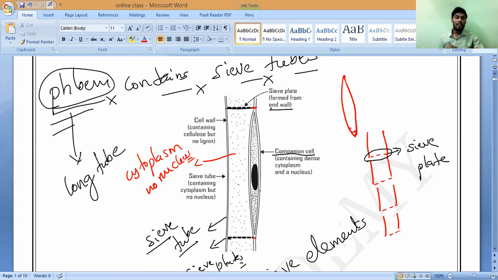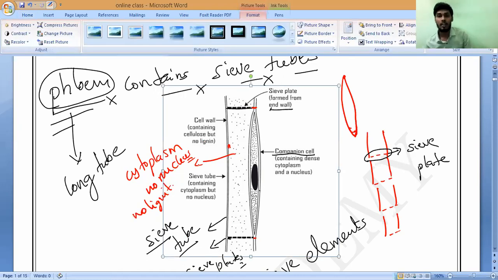Yes, sir. Because if you observe these walls of the sieve tubes, no lignin is present. So they are not strong walls like xylem. So that is why they need some support. Each sieve tube has immediately next to it something called a companion cell. What should we call it? Companion cell. All of you should remember. So each sieve tube contains one companion cell.